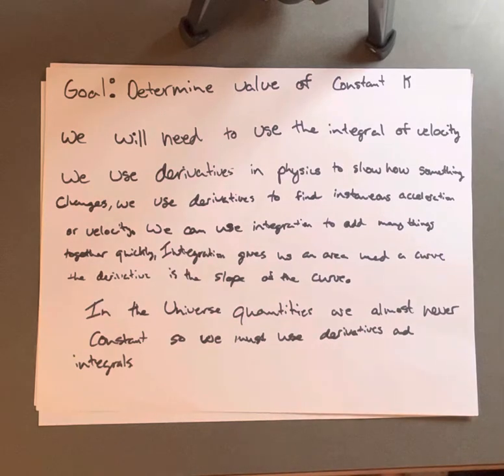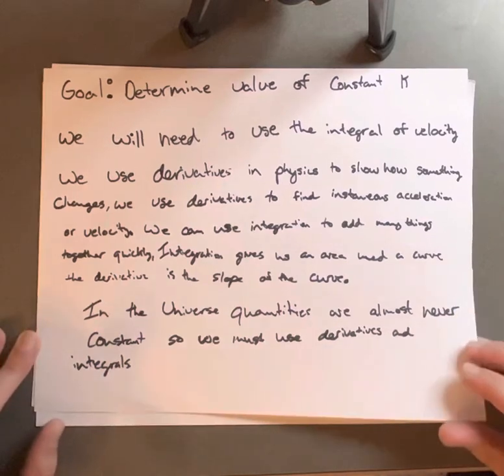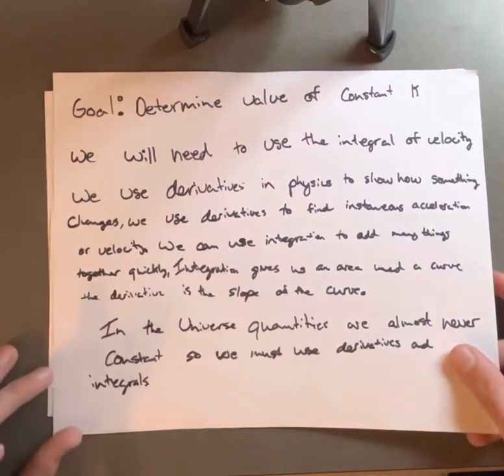Why derivatives and integrals are important: we need derivatives in physics to show how something changes. We use derivatives to find instantaneous acceleration or velocity. We can use integration to add many things together quickly. Integration gives us the area under a curve, while the derivative is the slope of the curve. In the universe, quantities are almost never constant, so we must use derivatives and integrals.